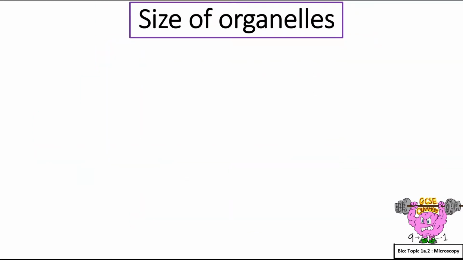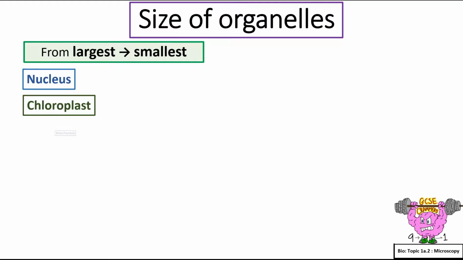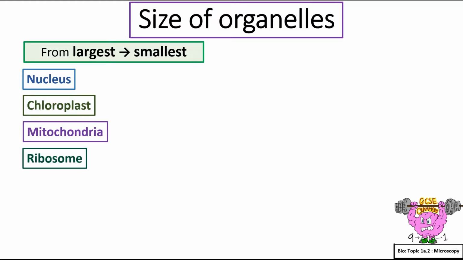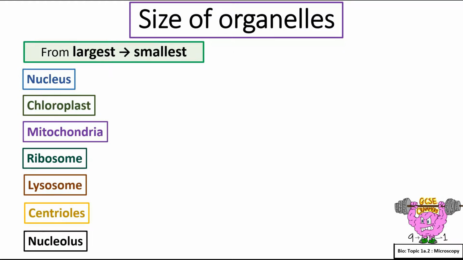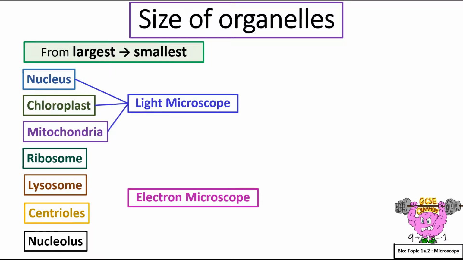Size of organelles. List the organelles from largest to smallest. Nucleus, chloroplast, mitochondria, ribosome, lysosome, centrioles, nucleolus. Which organelles would you be able to see using a light microscope? Nucleus, chloroplast, and mitochondria. Which organelles would you only be able to see using an electron microscope? Ribosomes, lysosome, centrioles, and nucleolus.